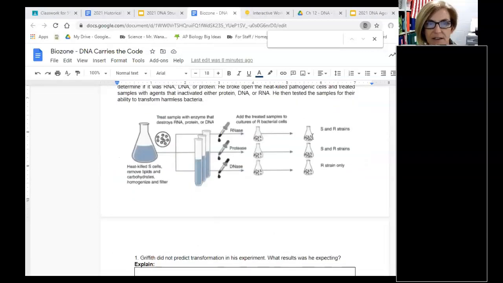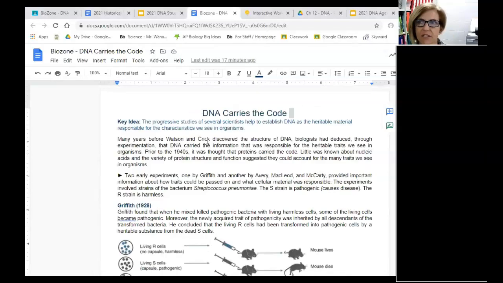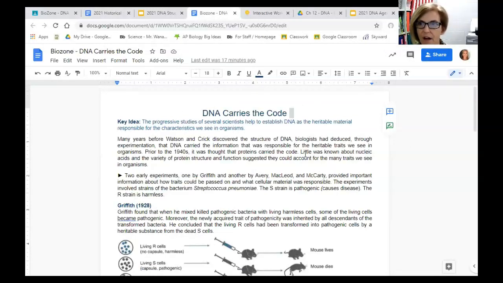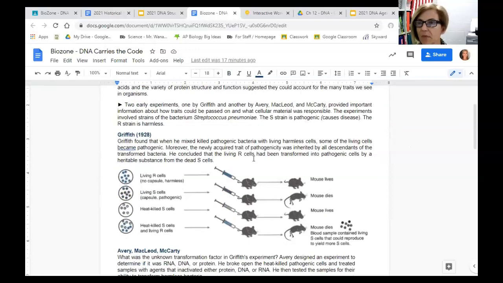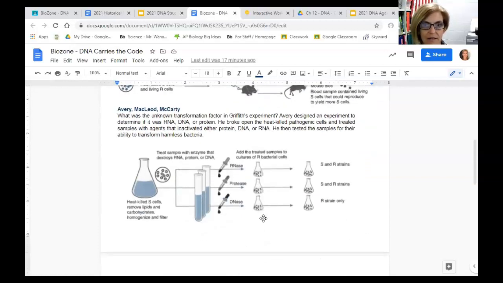The questions that follow are on the next page, and there are only 3 questions. So the big idea here: lots of studies went into our ultimate understanding of DNA as the genetic code. We looked at Griffith's experiment with the rough and smooth strains of Streptococcus pneumoniae. The smooth strain was deadly, killed off the mice. The R strain was not. When he combined the two, the R strain became deadly, even though he had heat killed the S strain.